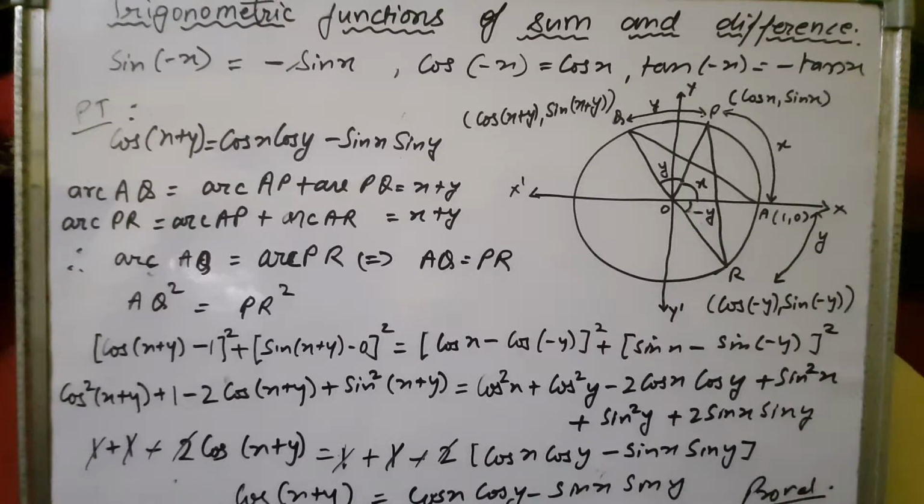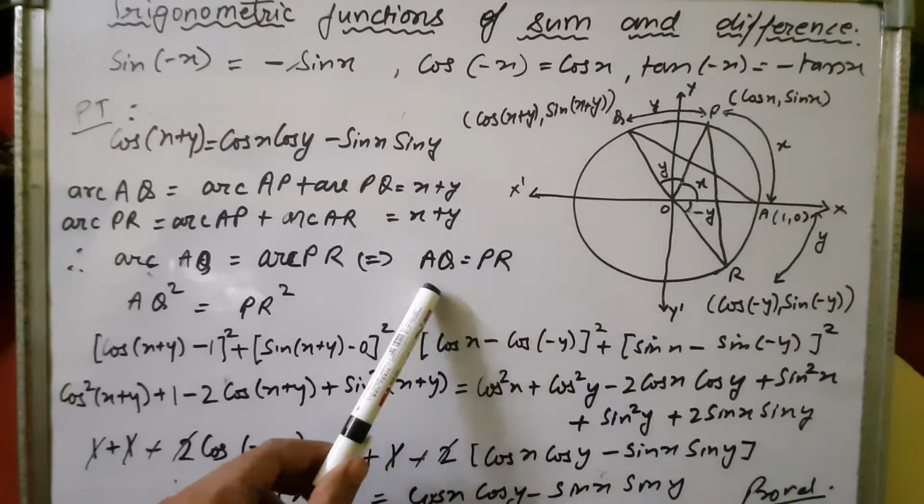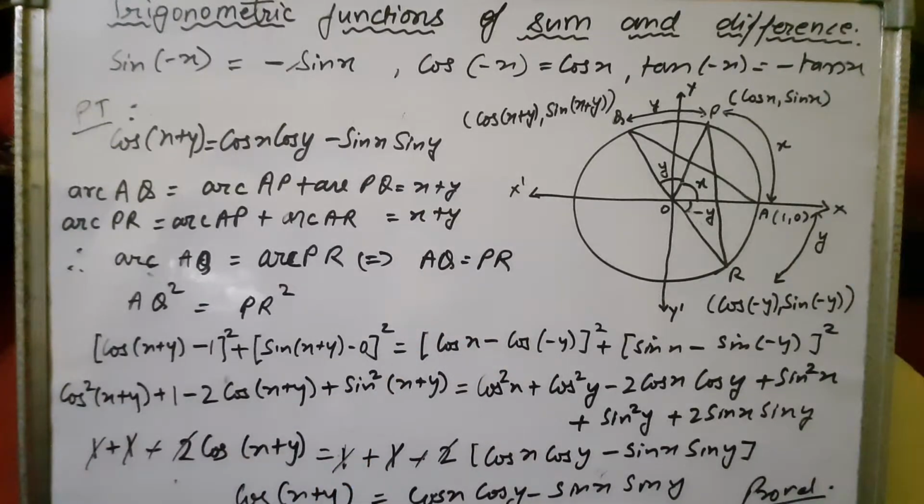So when the arcs are of equal length, the chords formed by the arcs are of equal length. Equal arcs subtend equal chords, right? If the arcs are equal, then the chords are equal. We have studied this in class 10th, chapter circles. This is a theorem, right? So here we have proved that chord AQ and chord PR are equal. So if the chords are equal, then the squares of the chords will be equal. That means AQ square equals PR square.